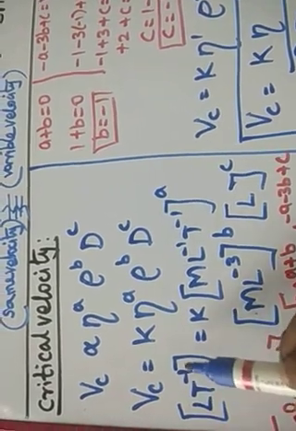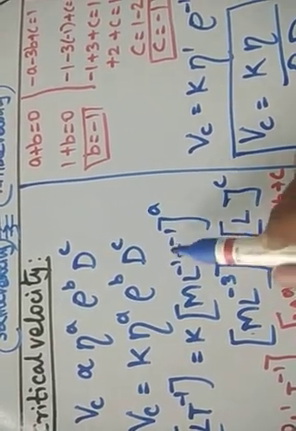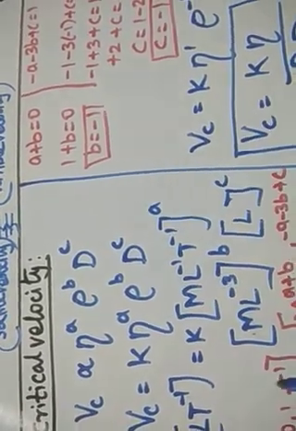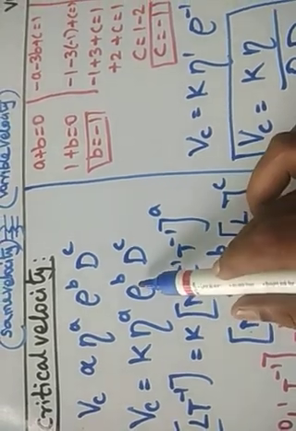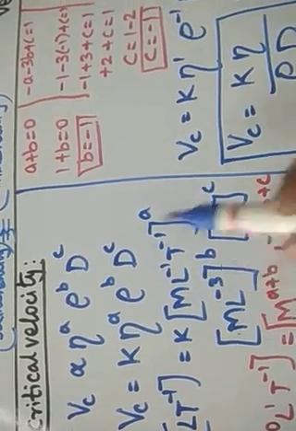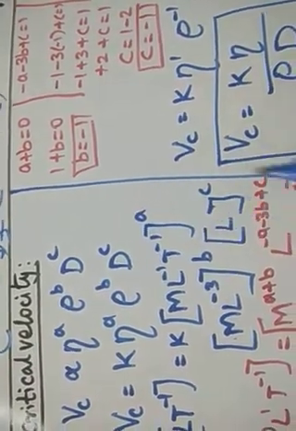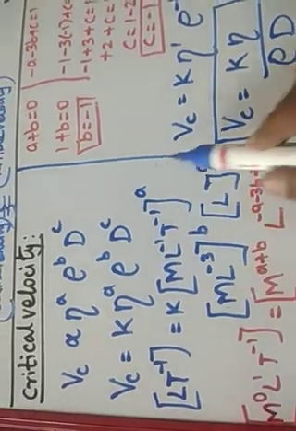L t power minus 1 is the dimensional formula for velocity. For the coefficient of viscosity, M L power minus 1 t power minus 1, which will have the power a. Then density is mass by volume. Volume is L power minus 3, so it comes to the numerator. Then the diameter is a length, so L alone. So this is the equation.